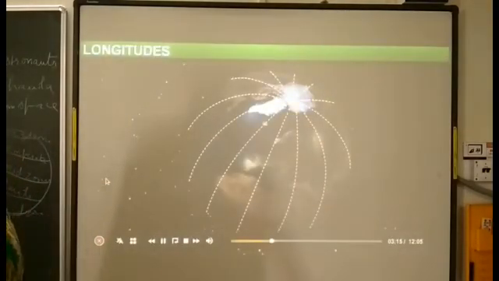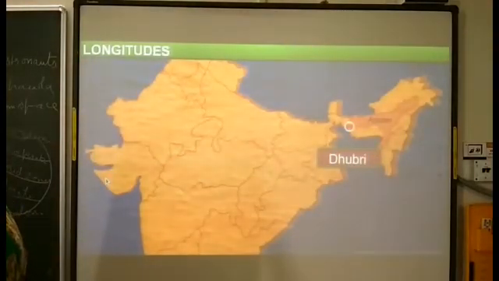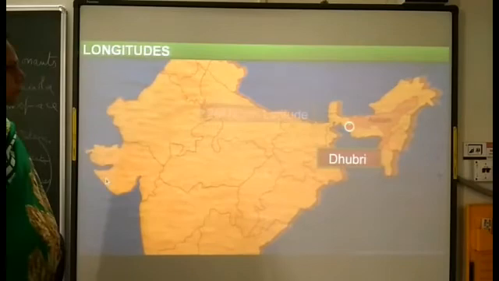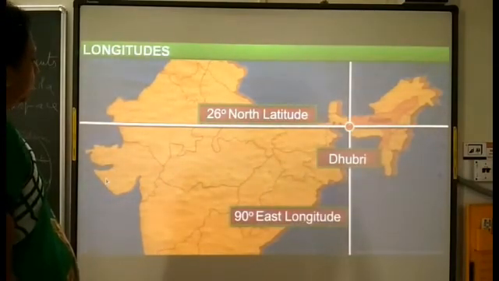These lines, along with latitudes, enable us to locate different places on the globe. For example, Dhubri in Assam is located at 26 degrees north latitude and 90 degrees east longitude.